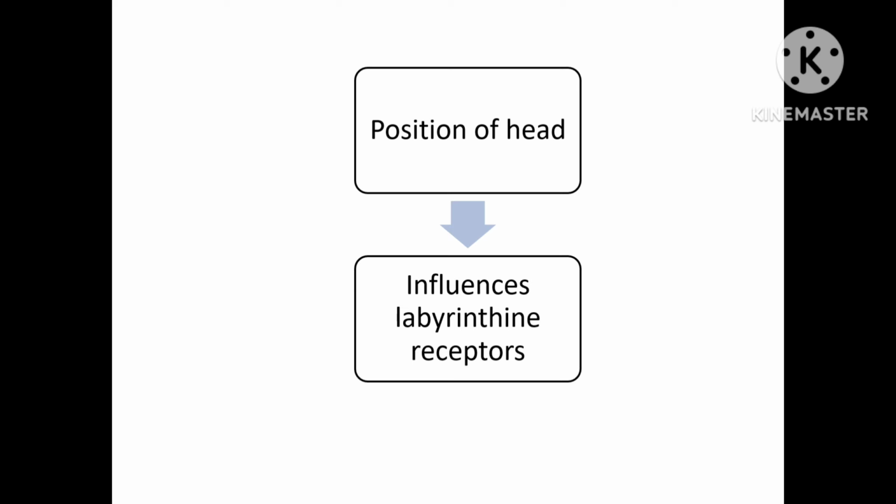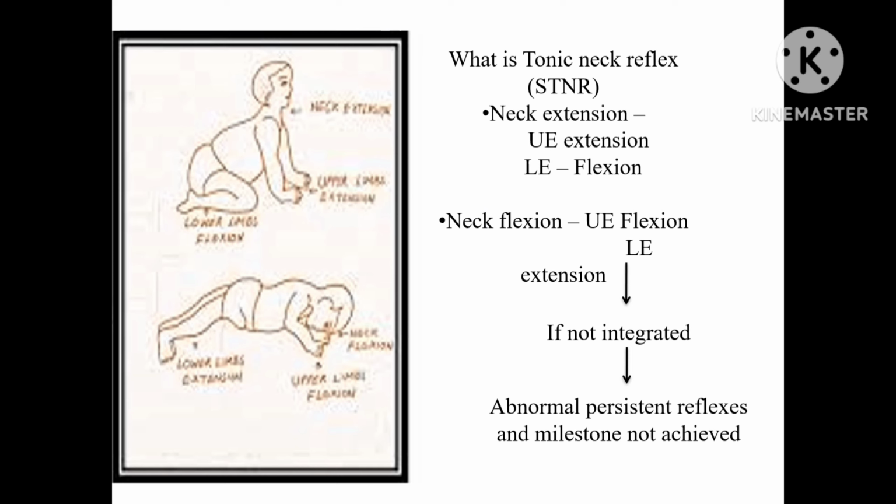So what is the tonic neck reflex? It is mainly the symmetrical tonic neck reflex. What happens in the normal symmetrical neck reflex? Whenever the head of an infant is extended, for example, the upper extremity will go into extension and the lower extremity will go into flexion, and vice versa. Whenever there is neck flexion, that is, whenever the head is going downward, there will be flexion in the upper extremity and extension in the lower extremity. So how is this correlated? Whenever a baby performs a particular neck extension, on the basis of that the upper extremity will go into extension.